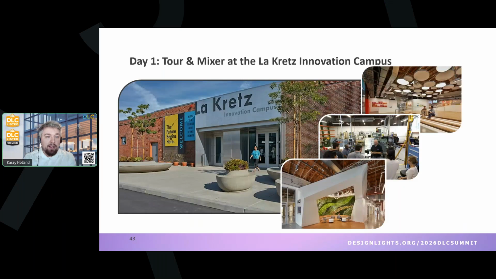After that, there'll be a tour and mixer at the LA Cretz Innovation Campus, where you'll be able to continue those conversations with the folks you've already met in that first session, and really help break the ice, right? So that way, whenever we go into day two, we're able to have great conversations, you're familiar with each other, you know you're all there working on the same thing and have the same goals.